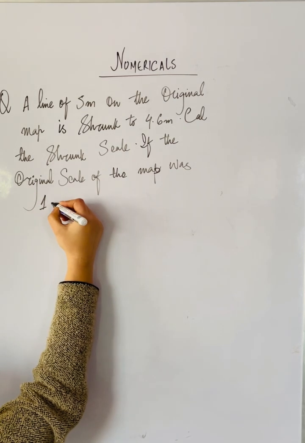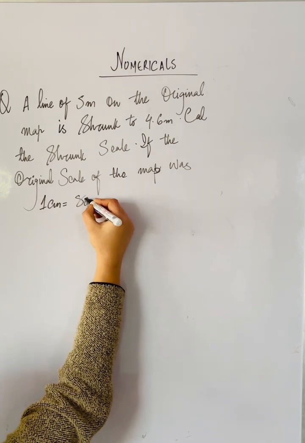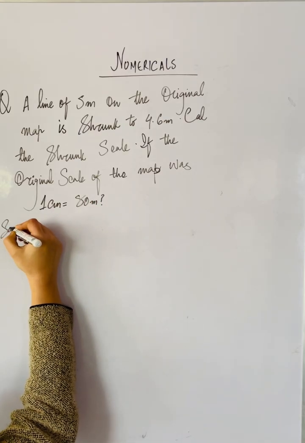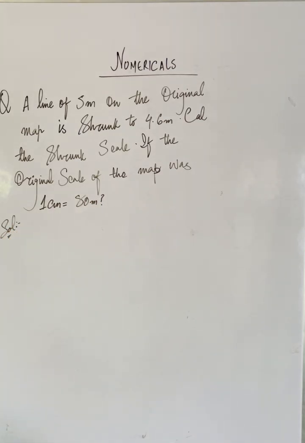So the question is, the line of 5 meter on the original map is shrunk to 4.6 meters. We have to calculate the shrunk scale if the original scale of the map was 1 centimeter is equal to 80 meters. Please recall the discussions as held in the theory part of the same chapter, wherein I told you that these maps shrink due to variation in atmospheric temperature and humidity, right?